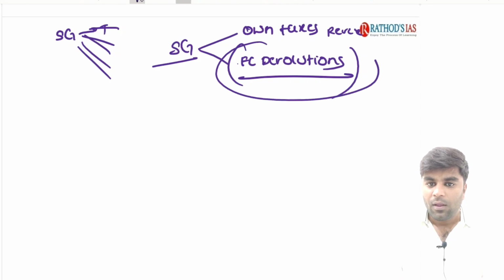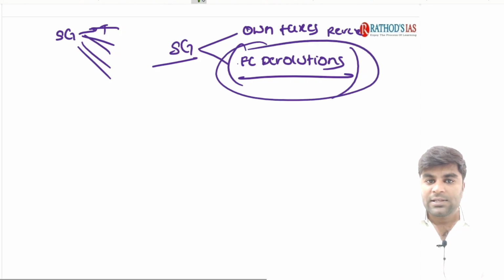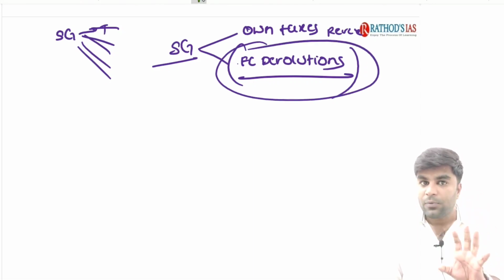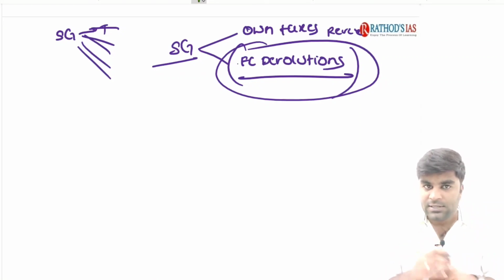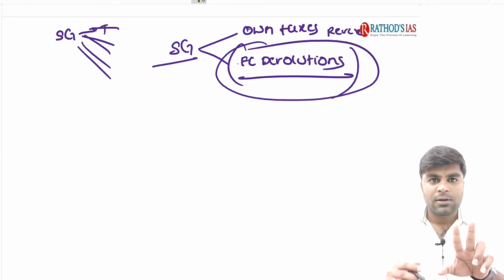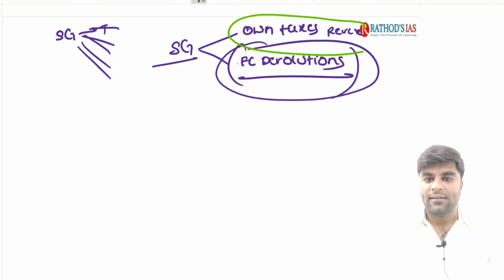See, here we are talking about the Finance Commission devolutions, which is one of the important sources of revenue for the states. The first important source is their own taxes, own tax revenue. Guys, when we discussed the basics in our previous economic weekly series, we discussed what a tax is.